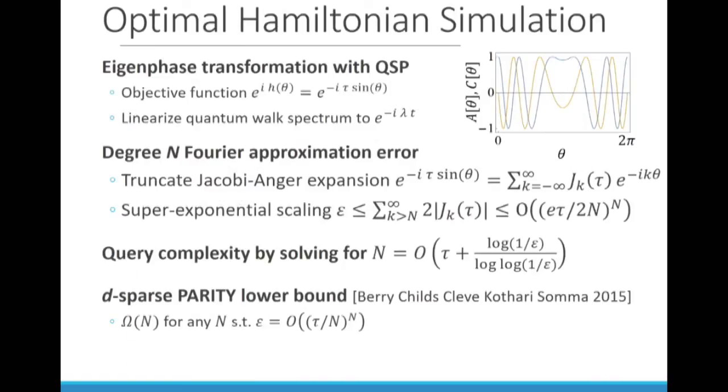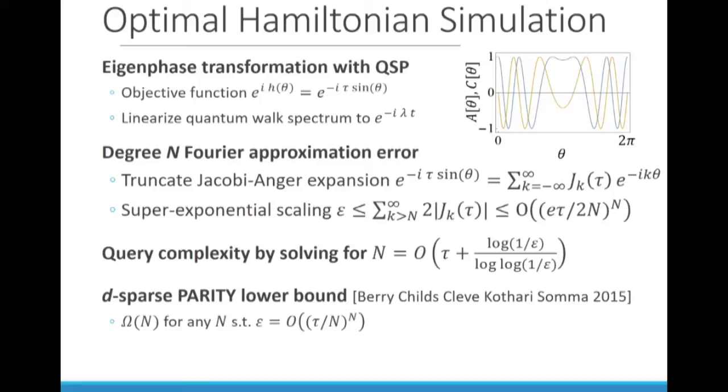So now let's apply this to Hamiltonian simulation. The objective function for Hamiltonian simulation is a sinusoid, because this linearizes a quantum walk. There's a very well-known Fourier series expansion for this objective function. It's a Jacobi-Anger expansion. And it is well known that if you were to truncate the Fourier expansion and only keep the first n terms, you get essentially the best approximation. So by doing so, you can compute the approximation error by summing over the terms you did not consider. And because this is an entire function, the scaling with error is super exponential rather than just exponential.